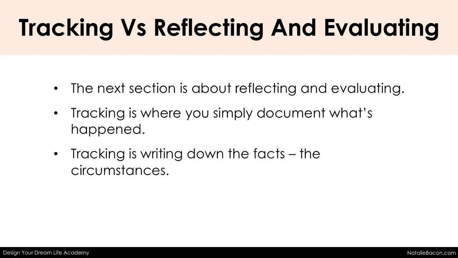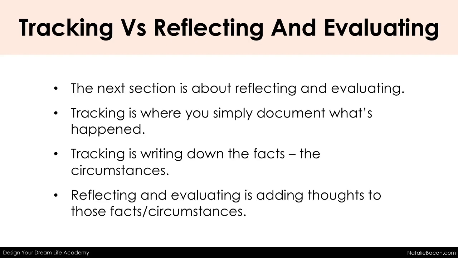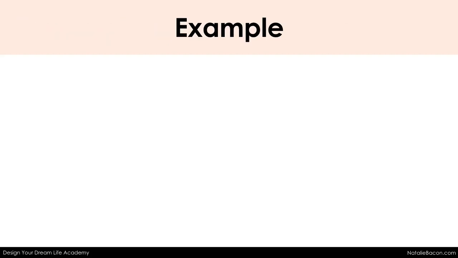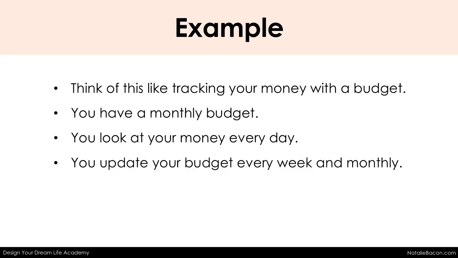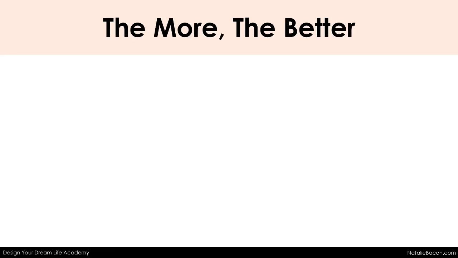So just make a quick note and track, make a sentence at night, what you accomplished, what you produced. You don't have to worry about reflecting or evaluating, which would be adding thoughts to those facts and circumstances. Think of this like tracking your monthly budget. You probably look at your money every day, but you aren't going to sit there and add in all your expenses manually every day. You'll update your budget maybe every week or every month. That's the same thing I want you to think about with your goals.